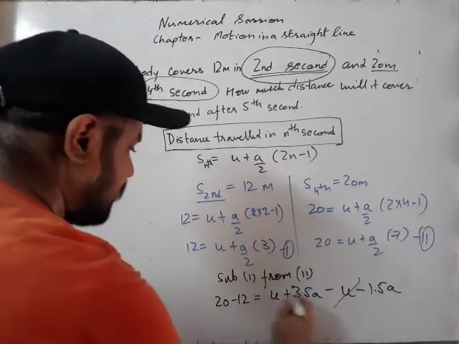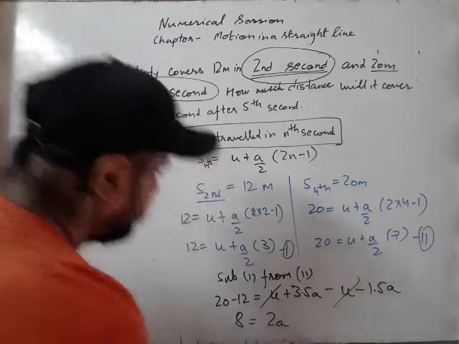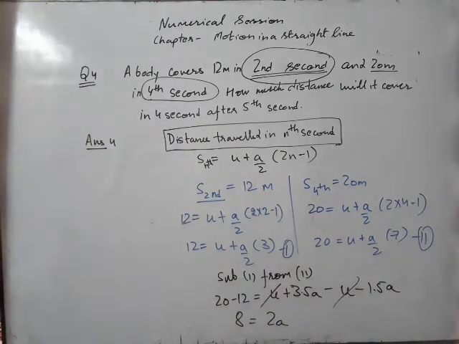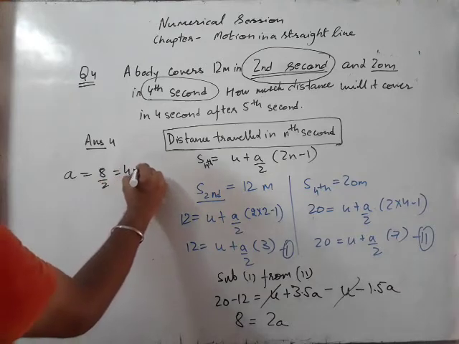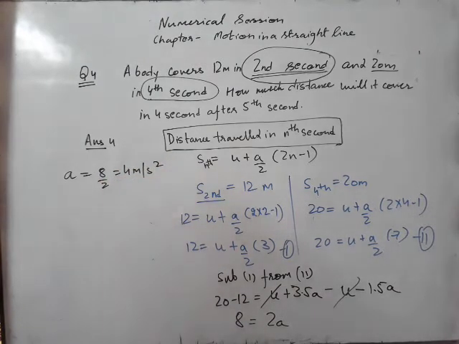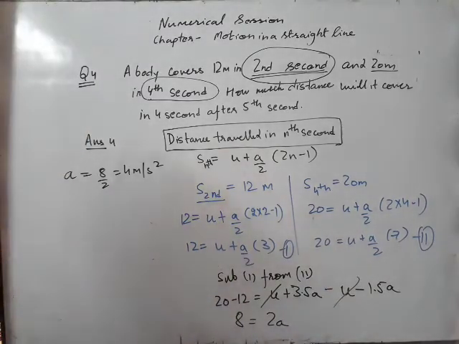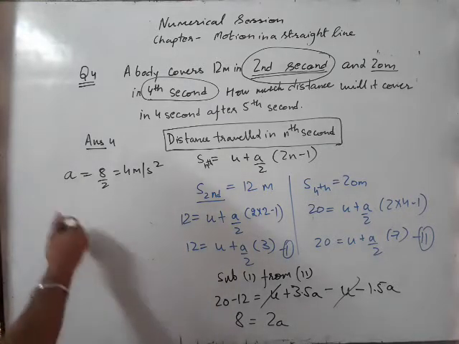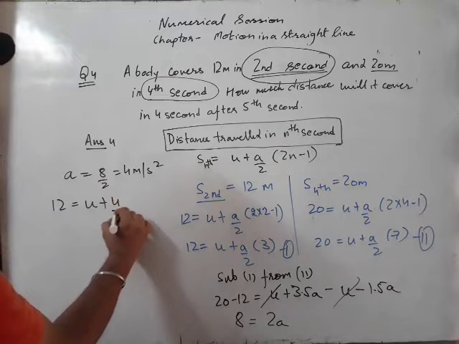Now u and u will be cancelled here. It will be 8 equal to 2a, and the acceleration a will be equal to 8 by 2, that is 4 meter per second square. Now we can put the value of a in either of these two equations to find u. We will put it in the first equation: 12 is equal to u plus 4 by 2 into 3.